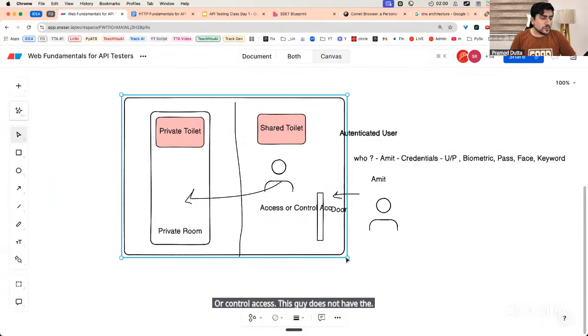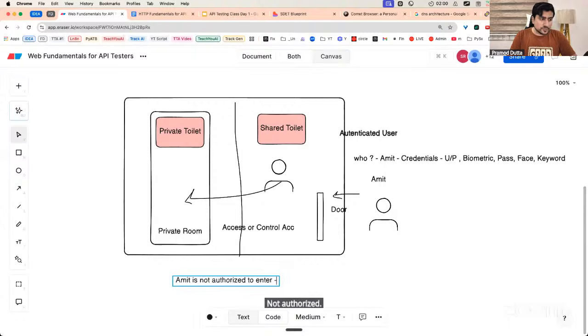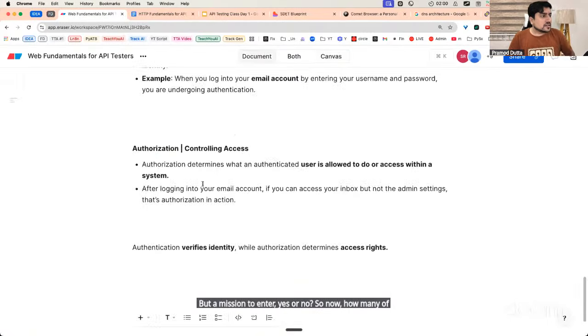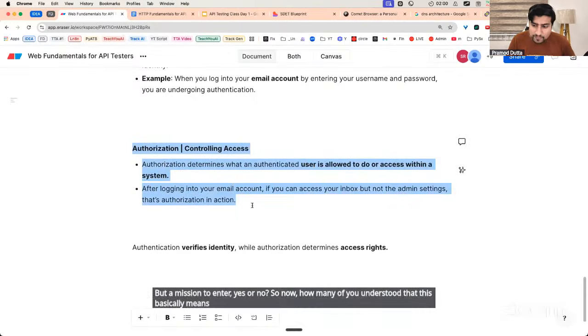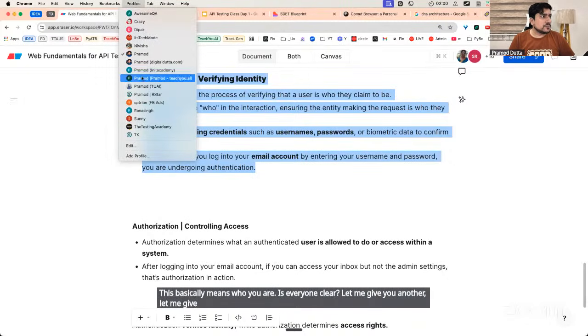So what exactly does it mean? It means that Amit is not authorized. Now you understood? Not authorized to enter, which means he does not have the permission to enter. Yes or no? So now how many of you understood that this basically means permission? This basically means who you are. Is everyone clear? Let me give you an example so that everyone will be able to remember.